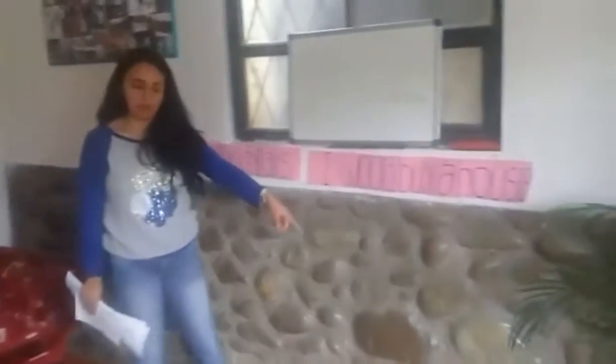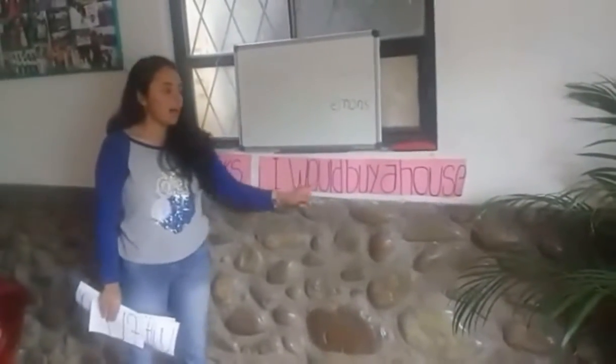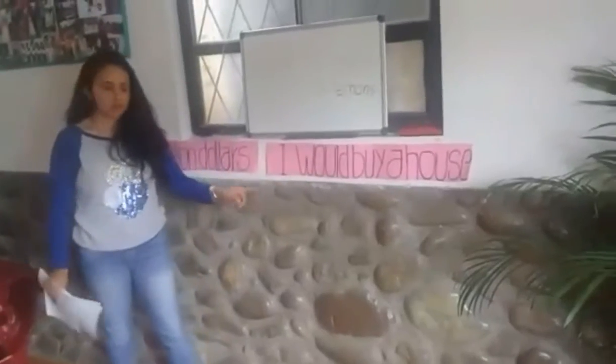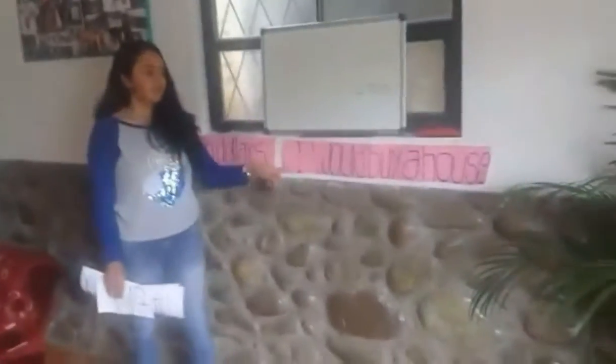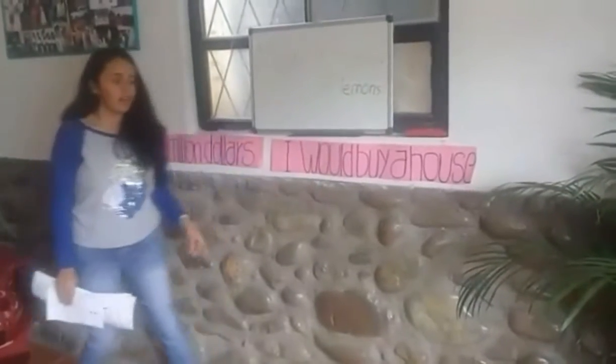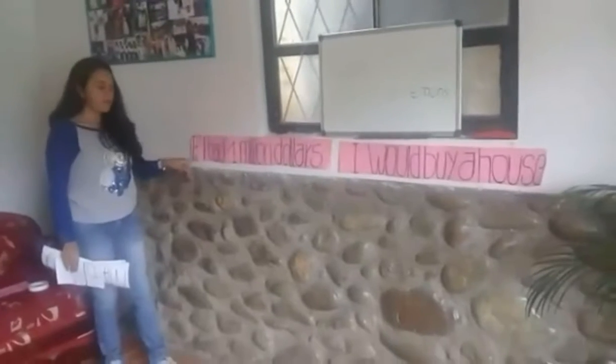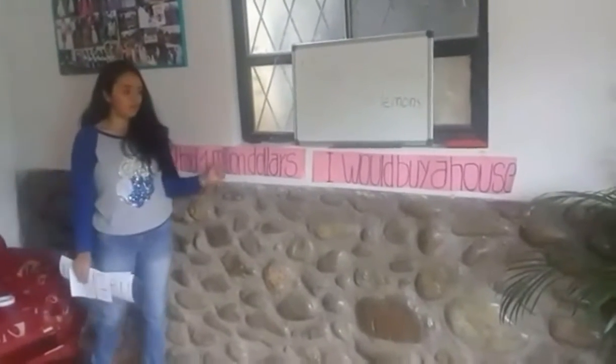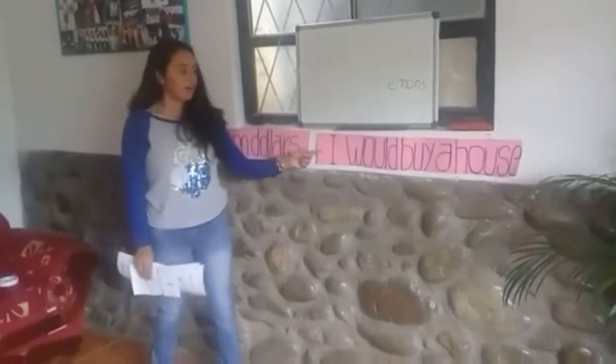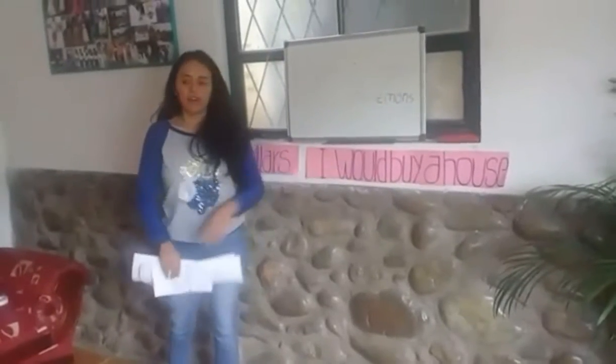Now we're going to repeat this part. I would buy a house. I would buy a house. Again, please. I would buy a house. Now we're going to repeat the whole sentence, okay? If I had $1 million, I would buy a house.